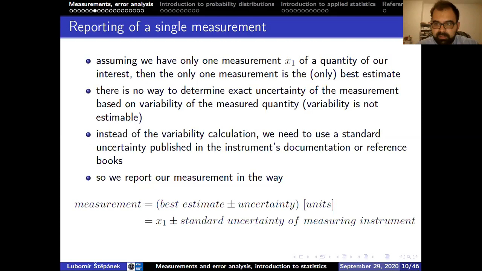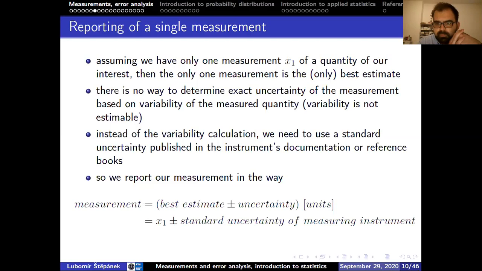So how to overcome this? We need to adopt an estimate of uncertainty, which is called standard uncertainty. Usually we have to search for some published level of standard uncertainty for the measurement of the quantity of our interest. So we need to go into some instrument documentation or some reference book. Usually the instrument documentation is distributed together with the measurement tool, the instrument.